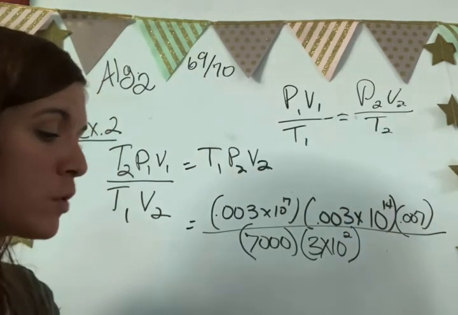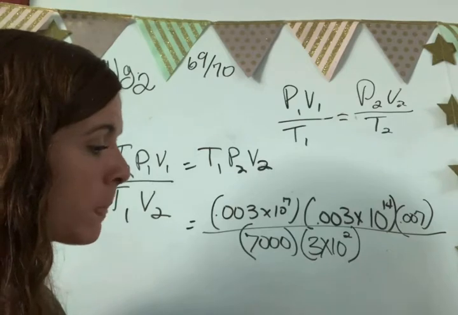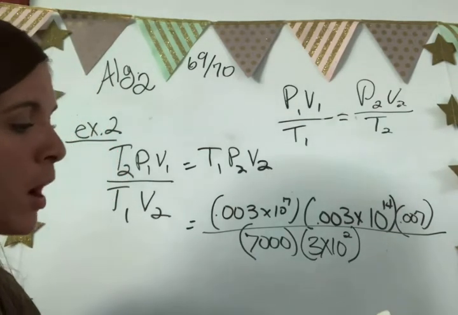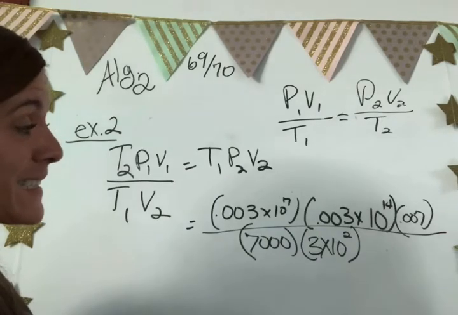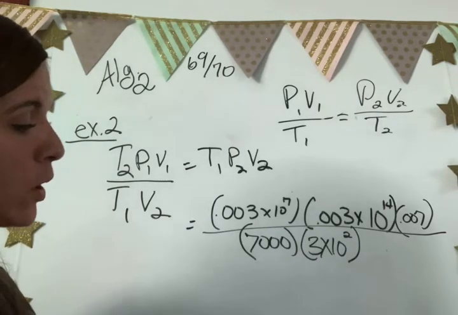Remember, best to do it 2 times in your calculator, make sure you're getting the right answer, and make sure that you're not doing your parentheses wrong. By the time that you get that, you should get 3 times 10 to the 7th as your answer.